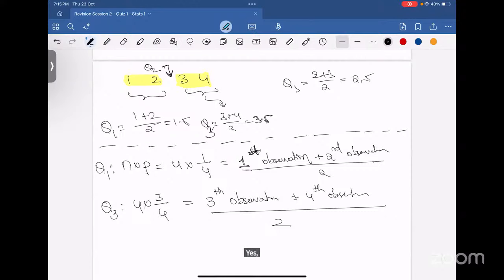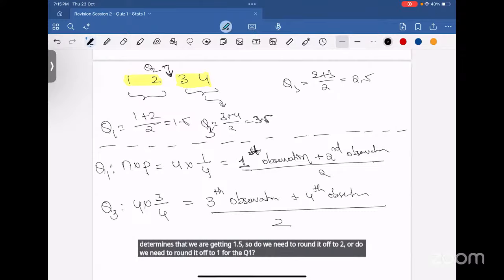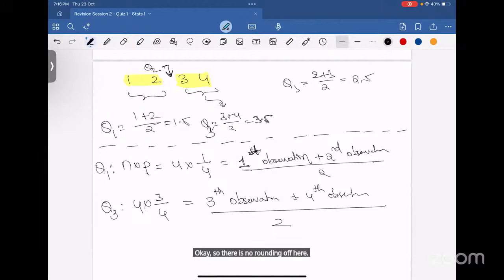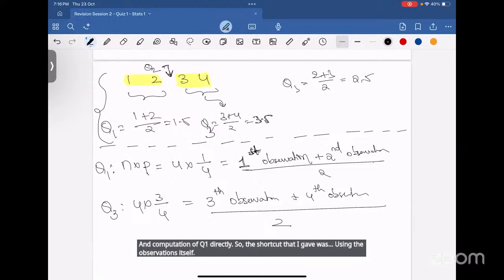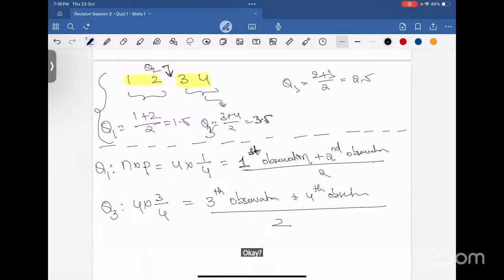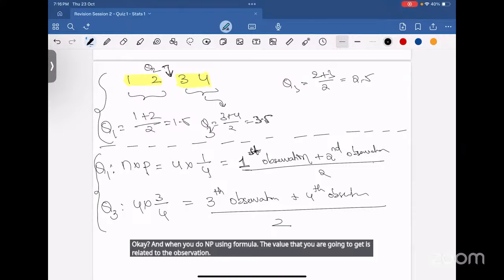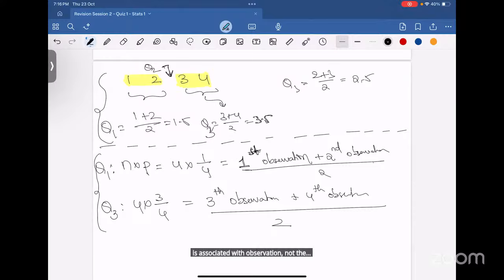Sir, we are getting 1.5, so do we need to round it off to 2 or to 1 for the Q1 value? There is no rounding off here. The shortcut that I gave was using the observations themselves. When you do NP using the formula, the value you get is associated with the observation, not the dataset values.